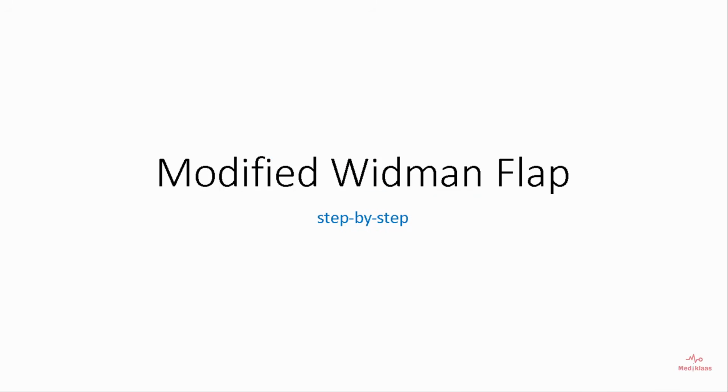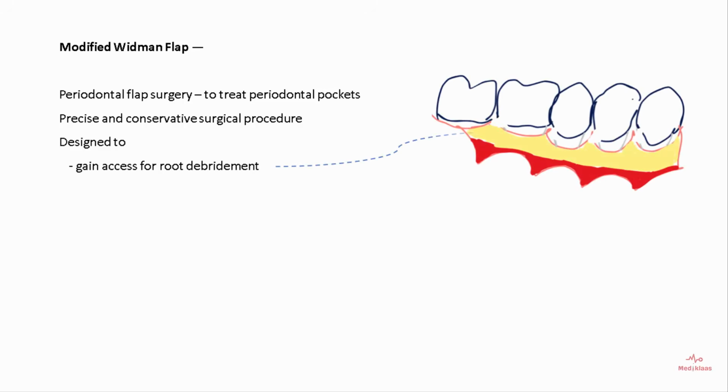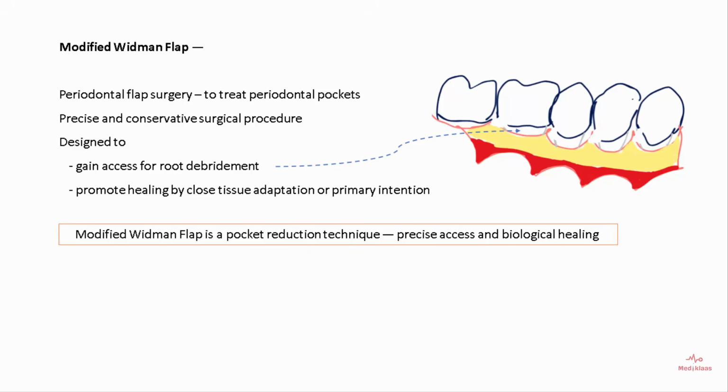Modified Widman Flap technique. Modified Widman Flap is a periodontal flap surgery to treat periodontal pockets. It is a precise and conservative surgical procedure designed to gain access for root debridement and promote healing by closed tissue adaptation, or healing by primary intention. Modified Widman Flap is a pocket reduction technique which allows for precise access and biological healing.